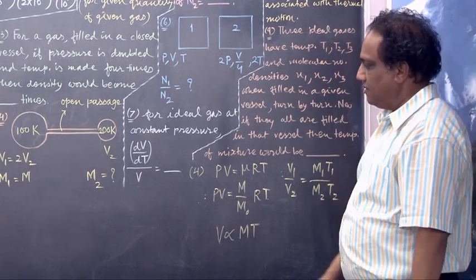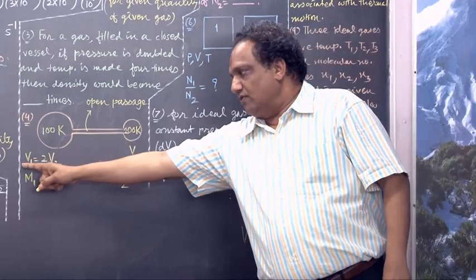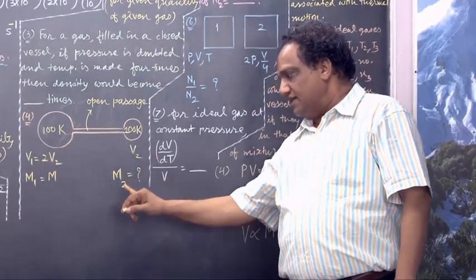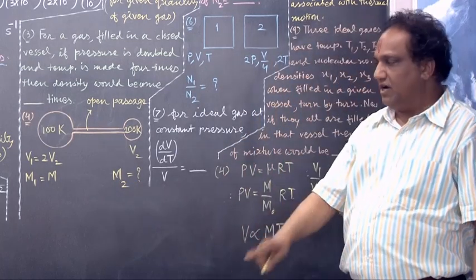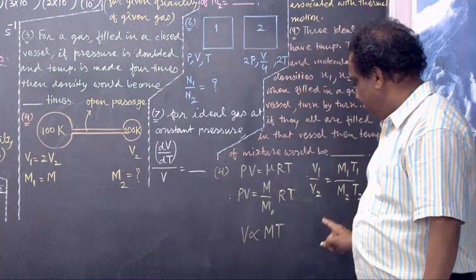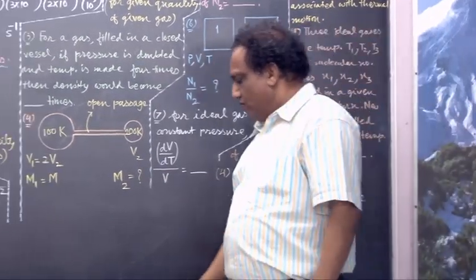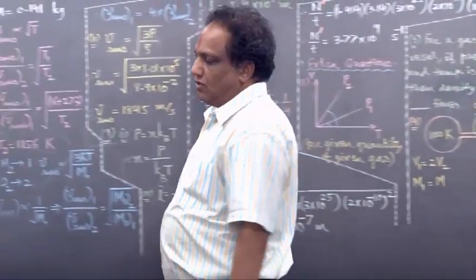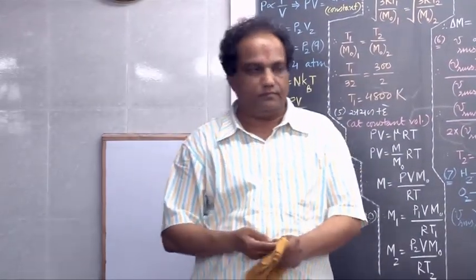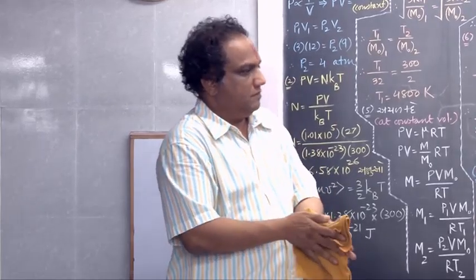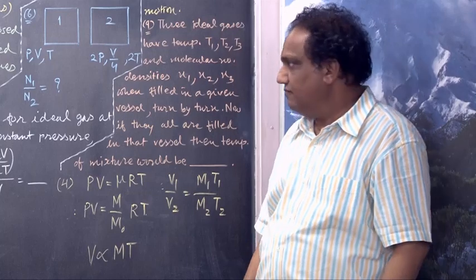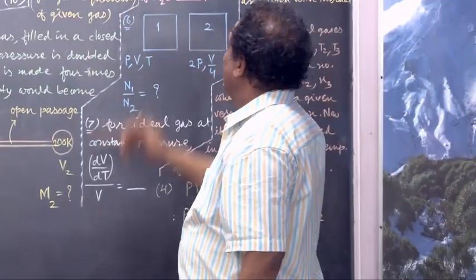Correct? Come on. Put V1 equals 2V2. Put m1 equals m. Put V2 as it is, and m2 we have to find out. What about T1? T1 is 100 Kelvin. T2 is 200 Kelvin. Put it here. Find out m2. We get m by 4. Say number 5 now.